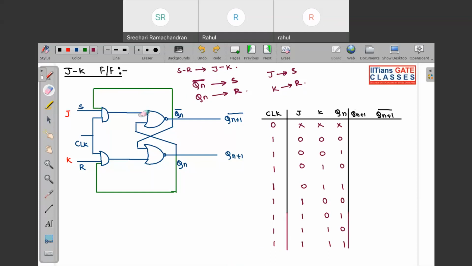Tell me, if you have any other doubt, you can ask. Nothing, okay. So see, whenever clock is 0, let me assume this is S and this is J. So you can see this will be hold state.